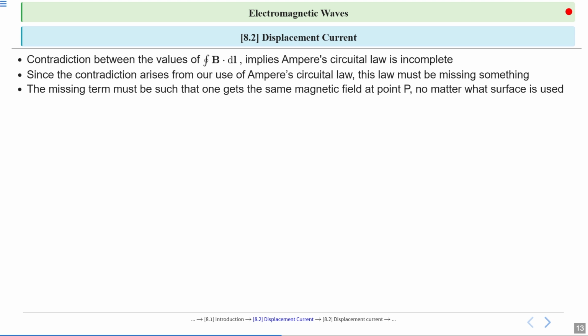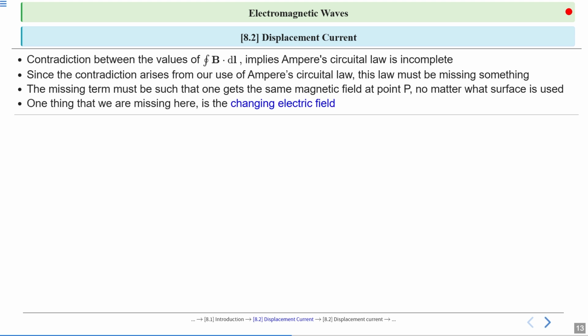So the missing term must be such that one gets the same magnetic field. One must get the closed integral of B dl equal to mu naught I, and it doesn't matter what surface is being used, whether it is pot shaped or flat. One thing that we are missing here is the changing electric field.